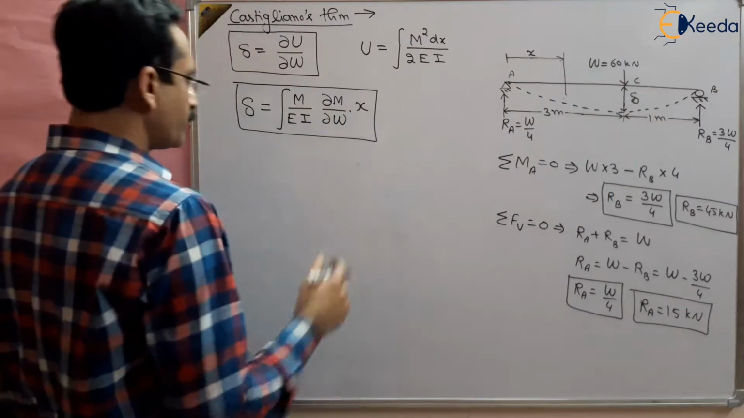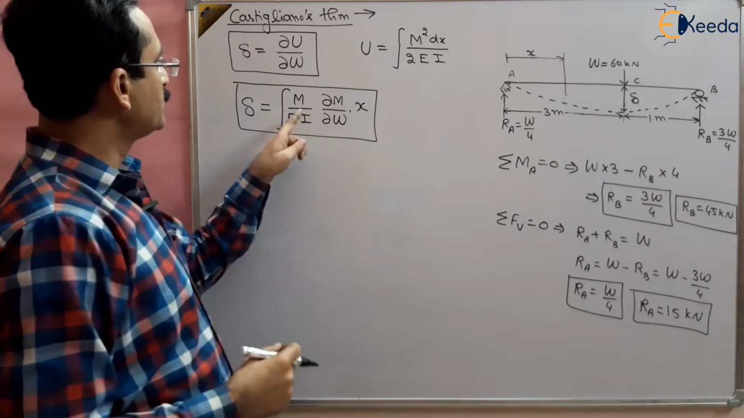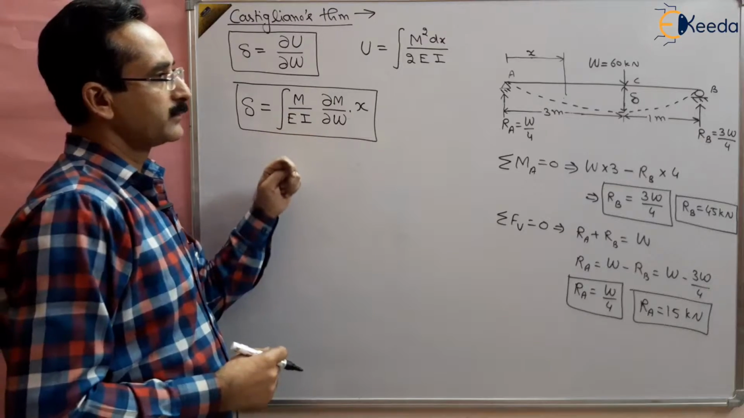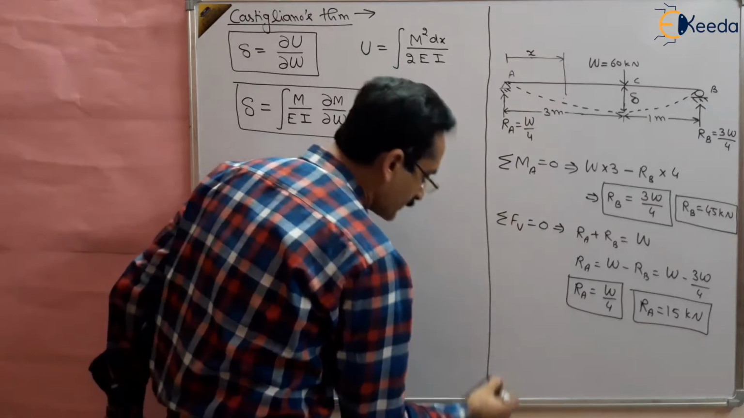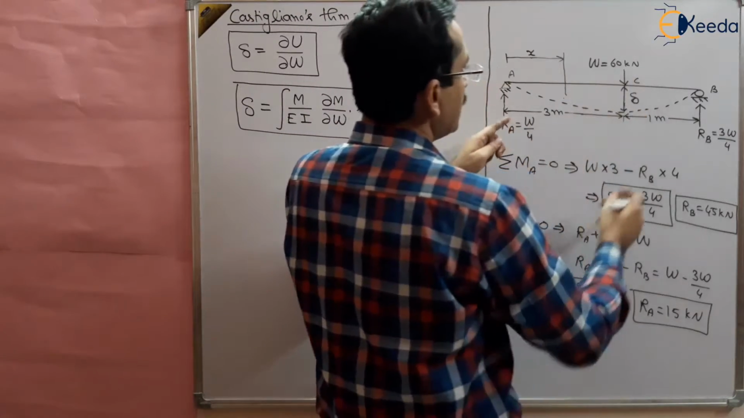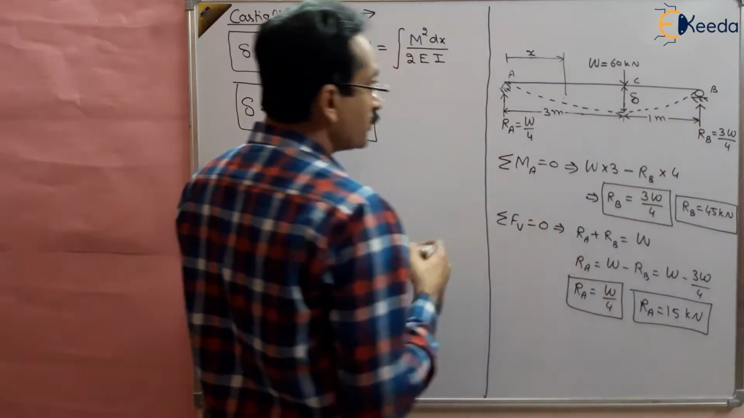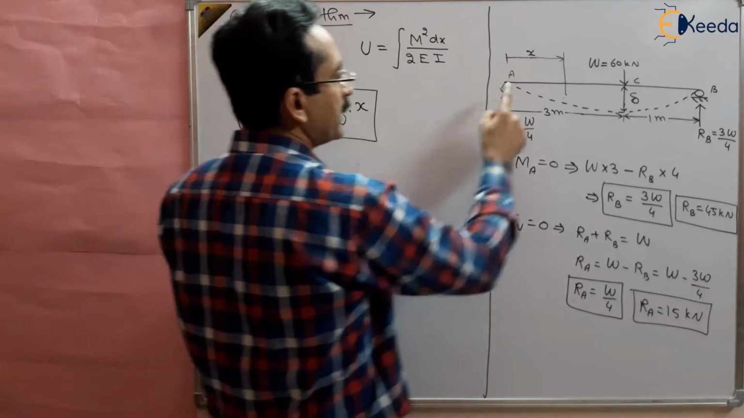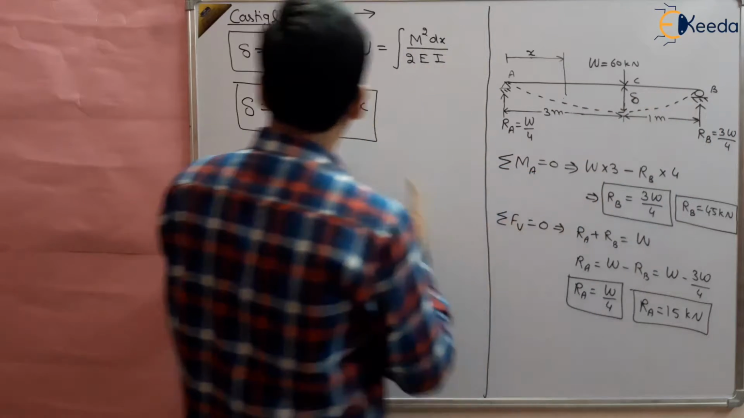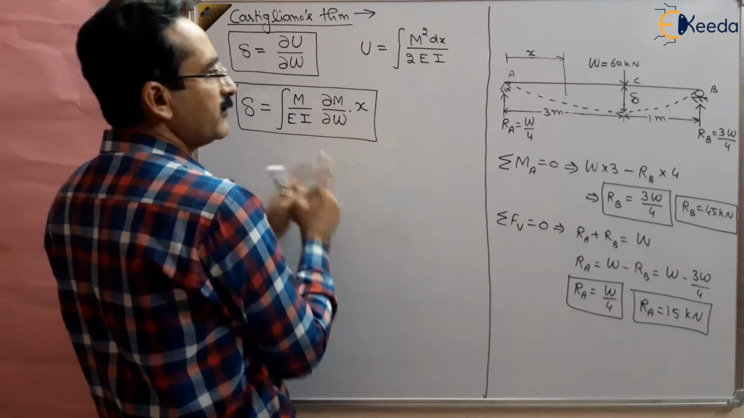C. So now we have to use bending moment here, but the problem is that the bending moment is different for AC and different from CB. So we have to divide it into two sections. One bending moment for AC and another for CB, and the deflection formula, this equation will be valid.